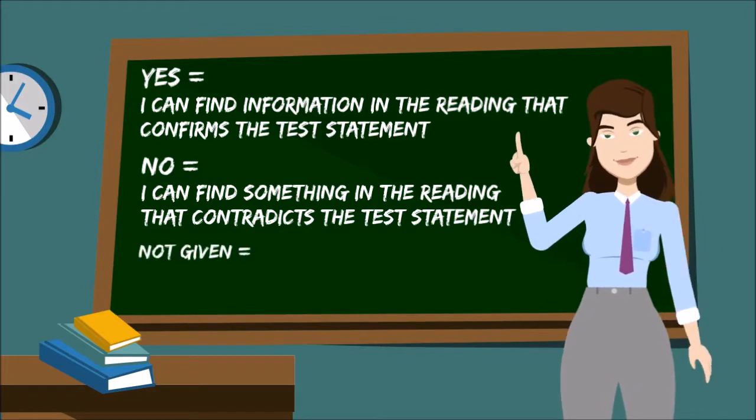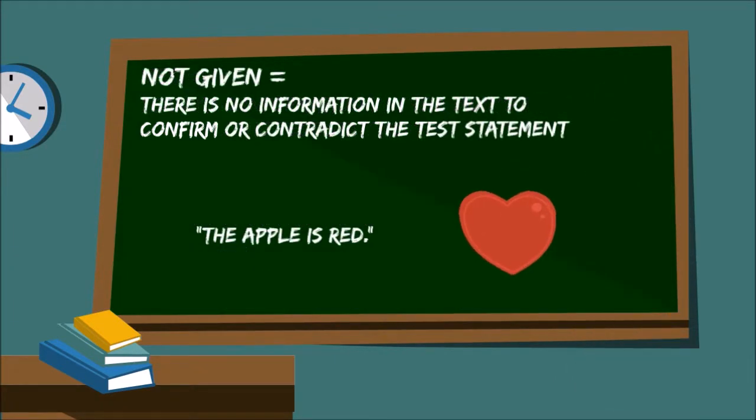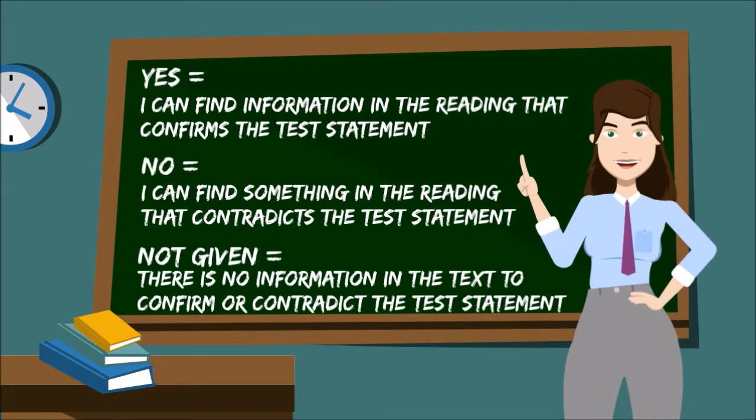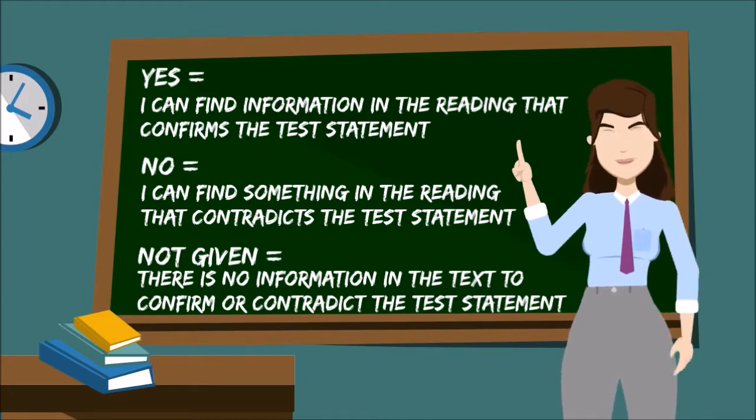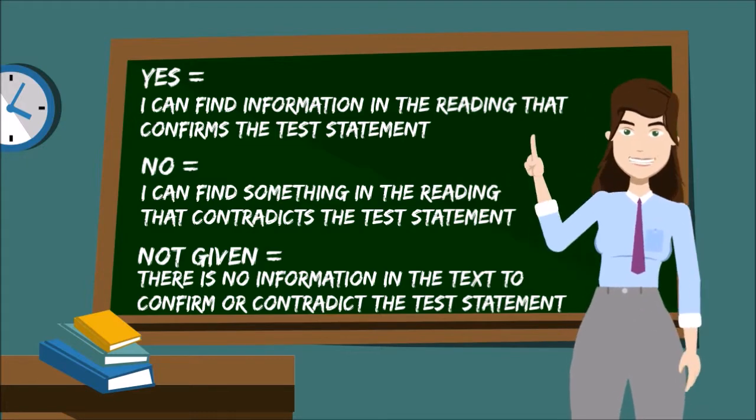Not given. There is no information in the text to confirm or contradict the test statement. If you cannot find any specific information that shows the statement is true or not true, then the answer is not given. When you understand how yes, no, not given differ, you will be able to answer these questions more confidently. Let me show you what I mean.